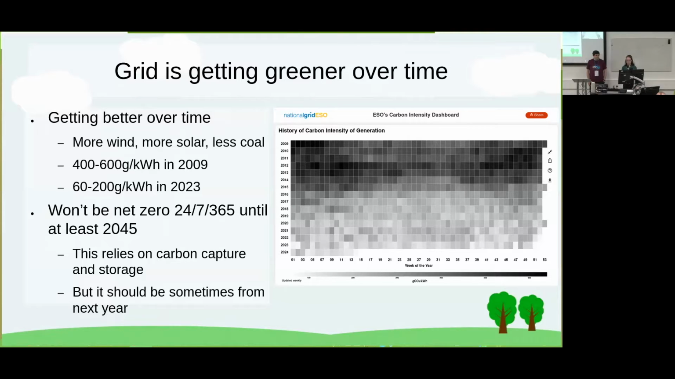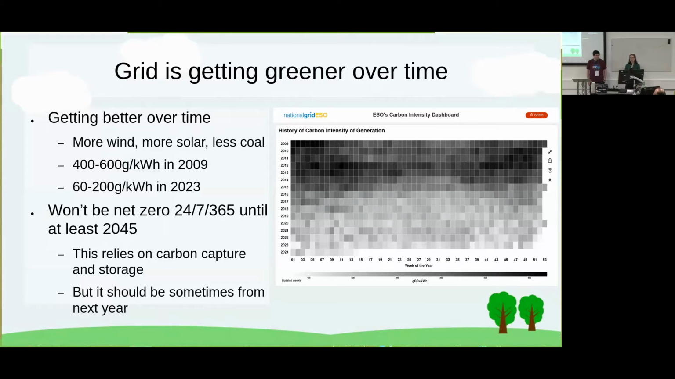Just some example statistics that Colin's picked out. Between 400 and 600, which remember we classified as high, I think was the average across 2009. And then last year, the range was between 60 and 200. So that's pretty good, I think.